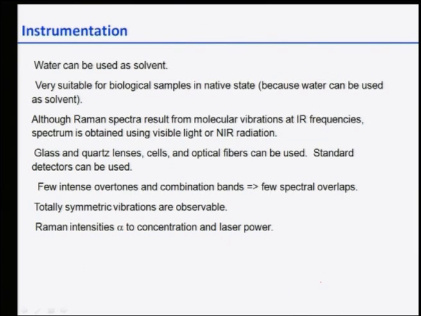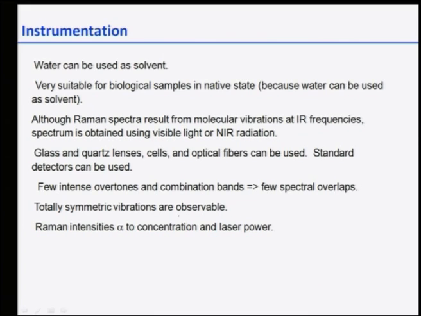So, what about others? In this case, water can be used as a solvent, very suitable for biological samples. We know in IR we cannot use water as a solvent, as it absorbs. Because water can be used here, this is very easy, and biological samples can be studied. Raman spectra result from molecular vibrations at fixed frequencies. Spectra are obtained using visible light or near IR radiation. Glass or quartz lenses, cells, and optical fibers can be used. Standard detectors were always used, but nowadays no longer. Few intense overtones and combination bands, so few spectral overlaps.